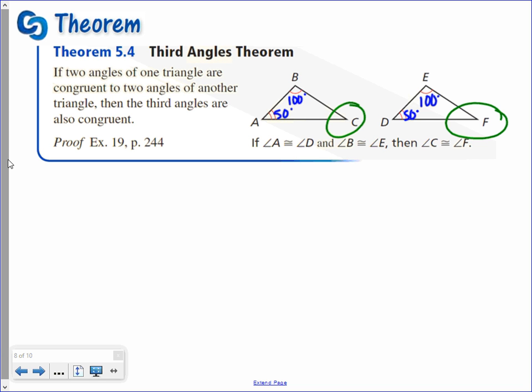angles in a triangle have to add up to 180. So if I did 180 minus 100 and minus 50 for both of these triangles, I would get 30 and 30. So again, it should make sense that if you know two angles are congruent, then the third would automatically have to be, dealing with the fact that any kind of triangle has to add up to 180. It all revolves around that.